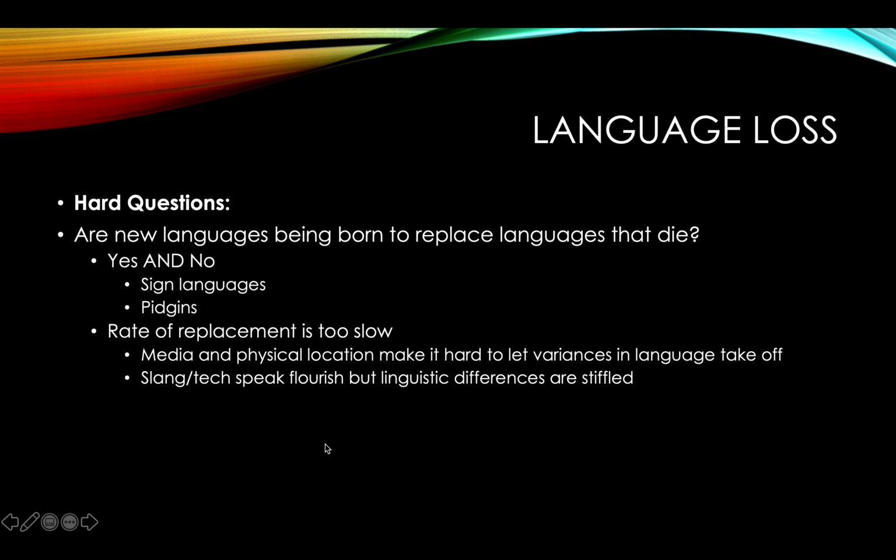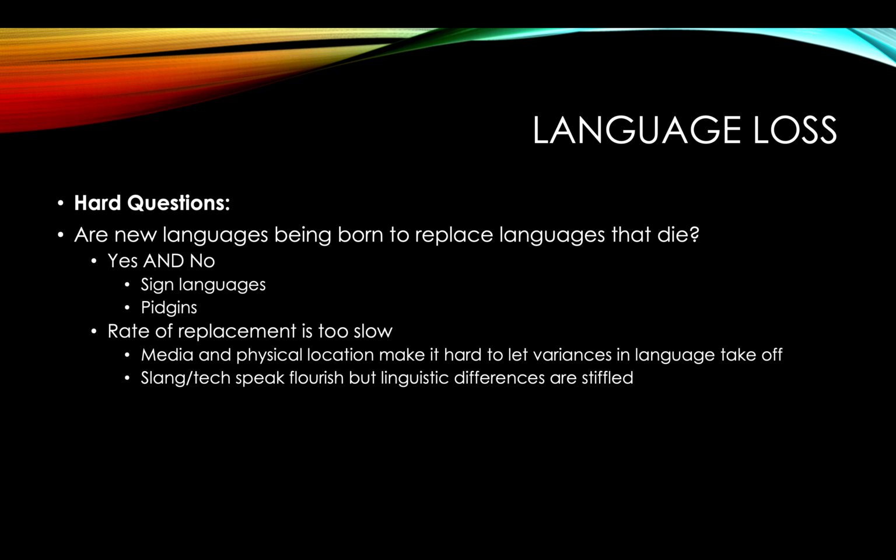It takes much too long for a new language to break off of whatever its mother language was and be completely distinct from its mother language. It just happens too slow. This is something that happens over hundreds and hundreds of years. That's why, 10,000 years ago, there were a bunch more languages. So the rate of replacement is too slow. Media and physical location make it hard to let these variances of language take off. If newspaper and radio and television, if all forms of media had never existed, then yes, we would have many more languages. But because of things like this, we have slowly begun to standardize languages, and there's less and less variation.